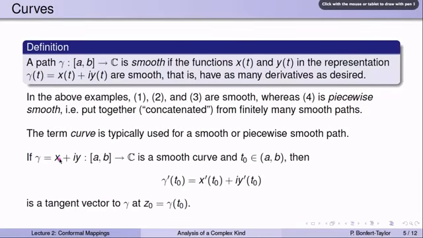Now, if gamma, written as x plus iy, is a smooth curve, and t0 is a point in the interval where the function gamma is defined, then we say the derivative gamma prime at t0 is x prime of t0 plus iy prime of t0, and that is a tangent vector to the curve gamma at t0. Let me demonstrate why that is the case.